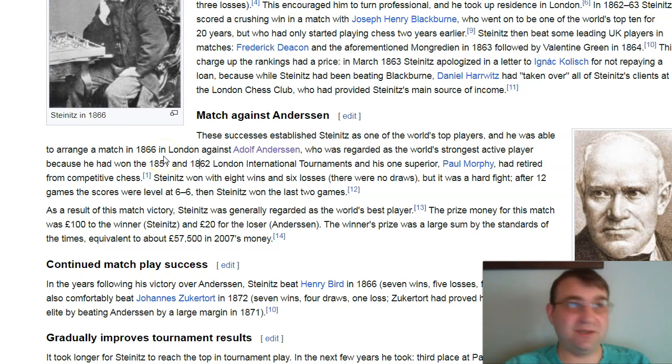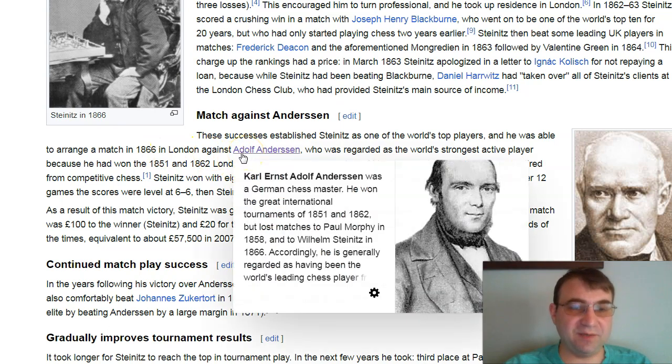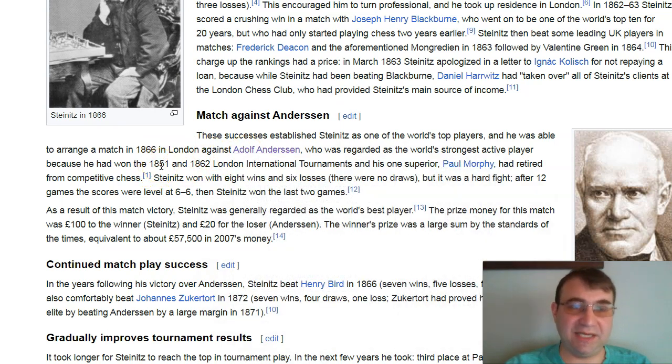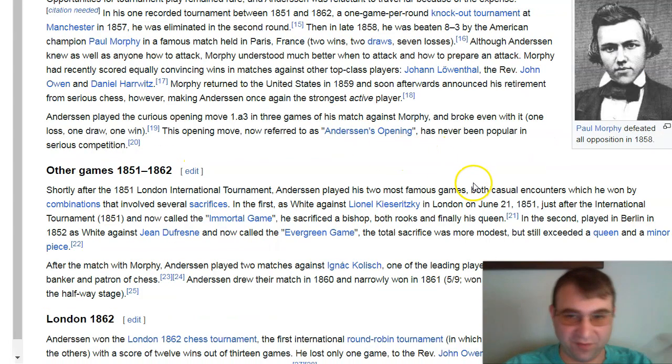He was defending his world championship that he won back in 1866. Now, the reason I think that Anderson is the world champion is because I believe that Anderson became the world champion in 1851. So if we go back to Anderson, this is part of Anderson's Wikipedia page, actually.